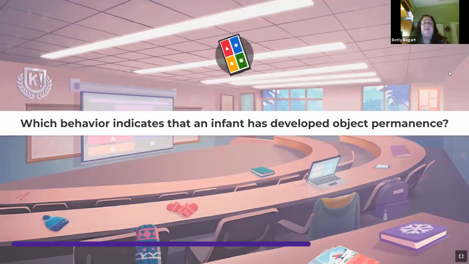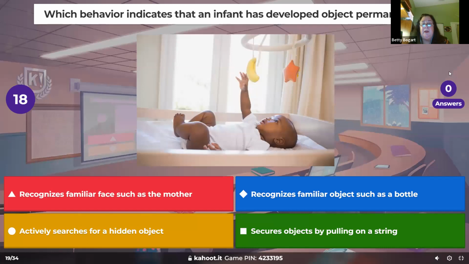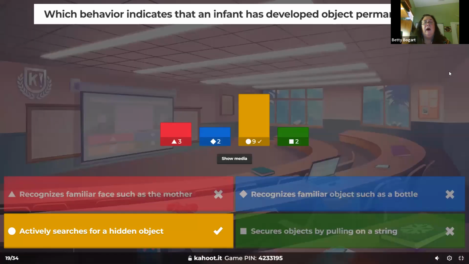Which behavior indicates that an infant has developed object permanence? So object permanence means even though I can't see it, I know it's here somewhere. Let me go looking. It's like the older kid, get to be 1. You take their toys at the end of the day and you put them in their toy box. And all of a sudden the kid goes over and pulls it out. Still knows it's there, but it's not in eyesight.